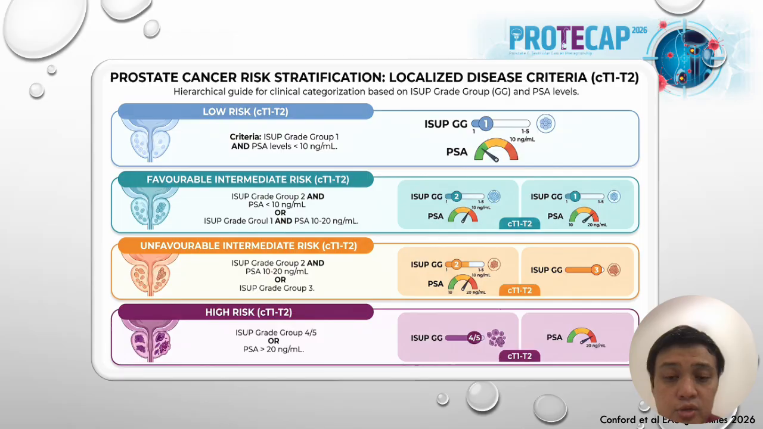Looking at that, that's why EAU have actually updated their risk stratification tool to divide the intermediate risk into favorable and unfavorable based on the criteria shown there. And this actually makes it more similar to the Cambridge Prognostic Group score. This is listed in the latest EAU guidelines and is what we mostly use. Based on T stage, ISUP grade, as well as PSA level, we can divide patients into these risk categories. And of course, the higher the risk, the higher the risk of recurrence post-treatment.